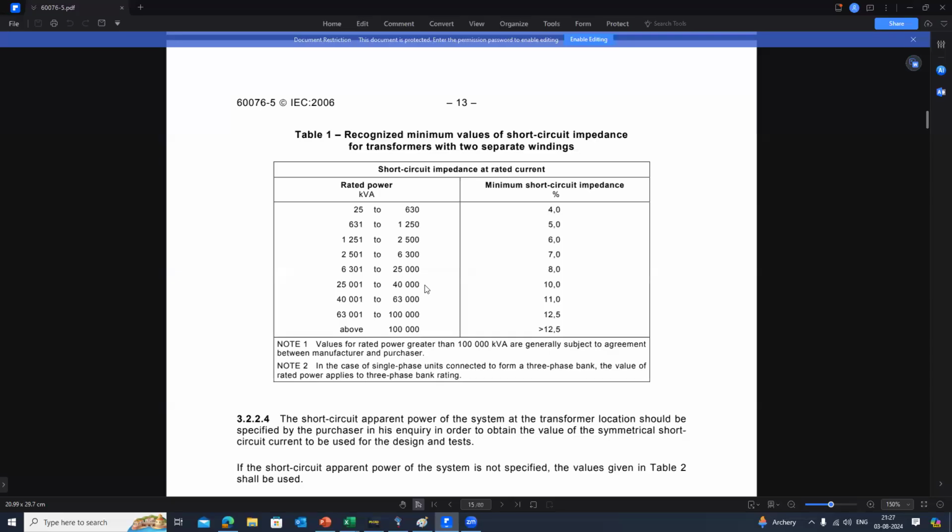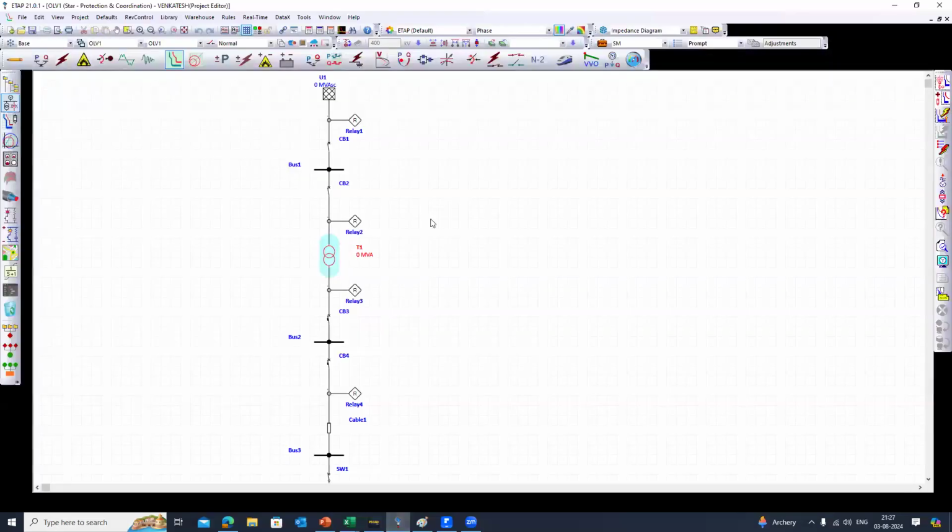This gives us the minimum short circuit impedance required for the transformer, depending upon the transformer rated power. Suppose you don't have the transformer impedance and you don't have the transformer data sheet, and you want to do the short circuit analysis or the load flow analysis for a system which has a transformer for which you don't have the data sheet. At that time you can use this standard 60076, and particularly this table.